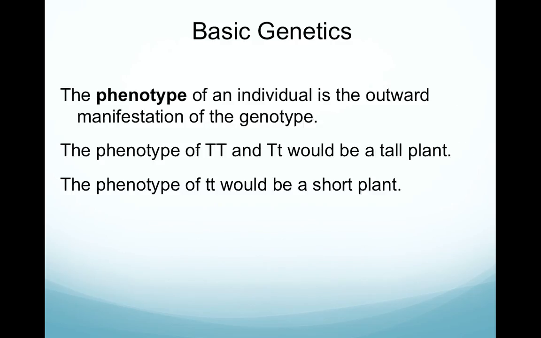The phenotype of the individual is the physical manifestation or the outward appearance of that individual. So the phenotype of an individual with a genotype that is homozygous dominant or heterozygous, so uppercase T, uppercase T, or uppercase T, lowercase t, would be a tall plant. The phenotype of a homozygous recessive individual would be a short plant, so two lowercase t's would be a short plant.